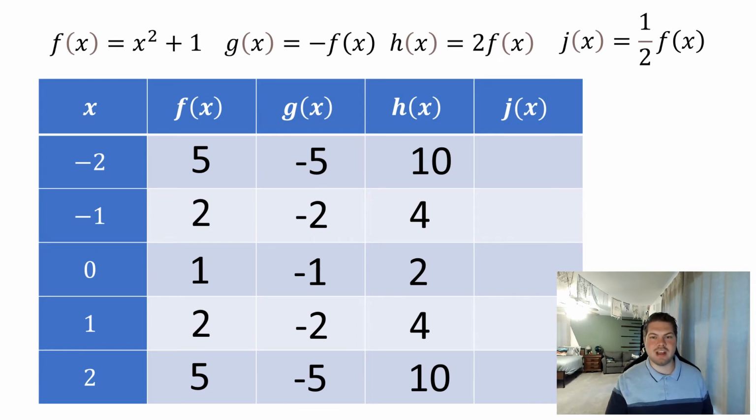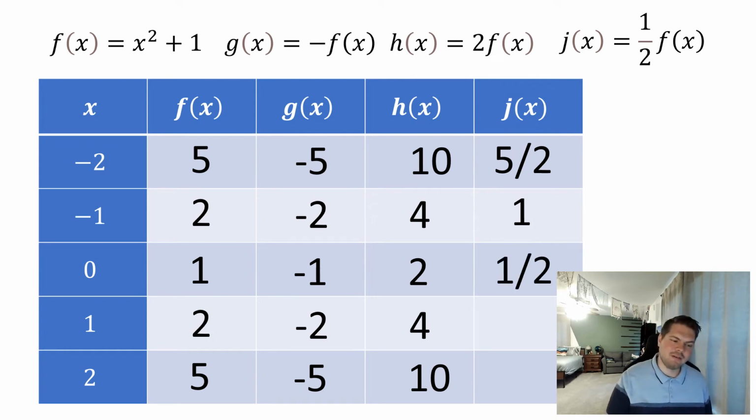And then with j of x, we are halving everything. So 5 divided by 2, which is a little over 4, about 4.5. 2 divided by 2, which is 1. 1 divided by 2, or 1/2. Again, 2 divided by 2, we get 1. And 5 divided by 2, which is, again, about 4.5. All right, let's see what those look like on a graph.